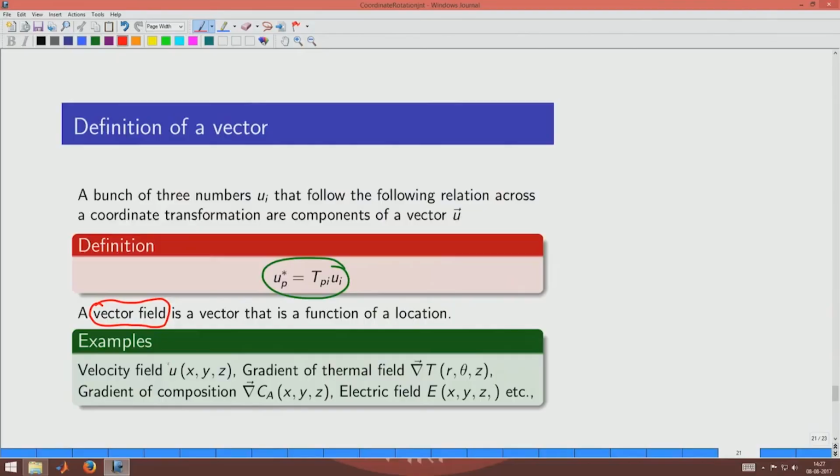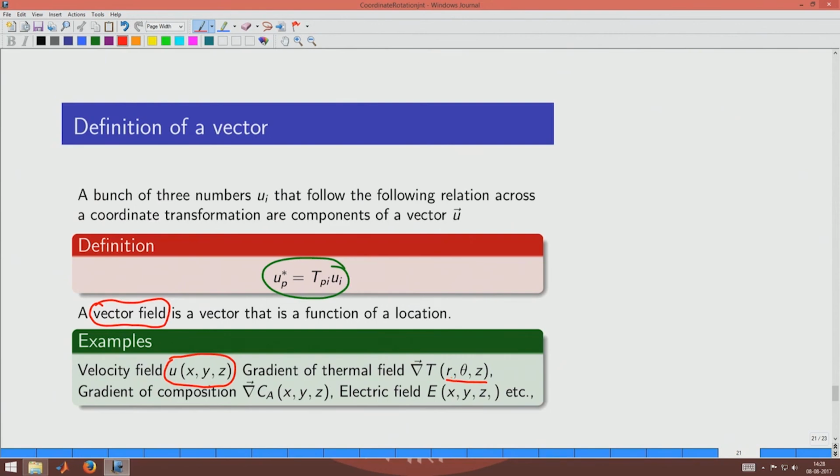So, when we use the word velocity field, what we mean is a velocity which has 3 components, but those 3 components are functions of the location, and the location is specified by various means. Sometimes we specify the location using x, y, z, sometimes using r, theta, z, sometimes using r, theta, phi in spherical coordinate system. So, the choice of the coordinate system is up to us, but once the location is specified and the value of the vector at that location is specified, then it can be called a field.